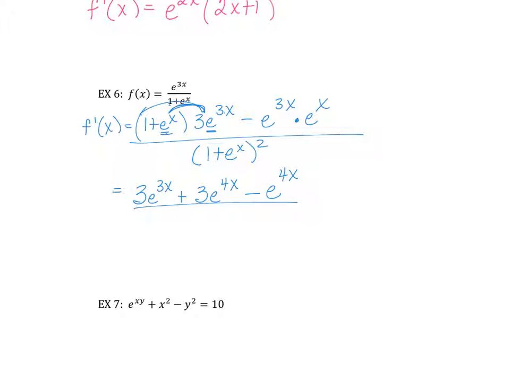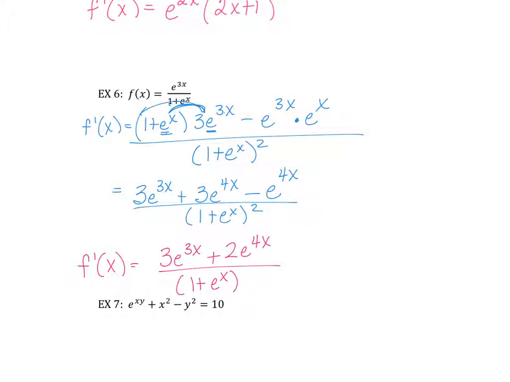And that denominator, they usually don't multiply that out, so I'm just going to leave it that way. And then I can add like terms. So I would have 3e to the 3x, and then I would actually have 2e to the 4x, all over (1 plus e to the x) squared. And that would be my derivative.